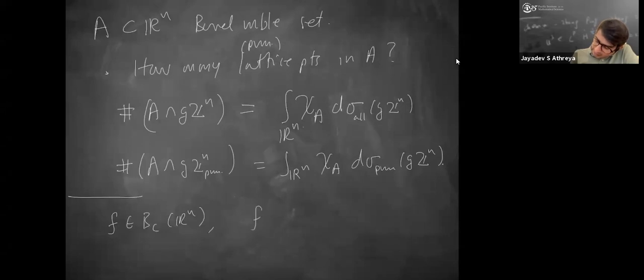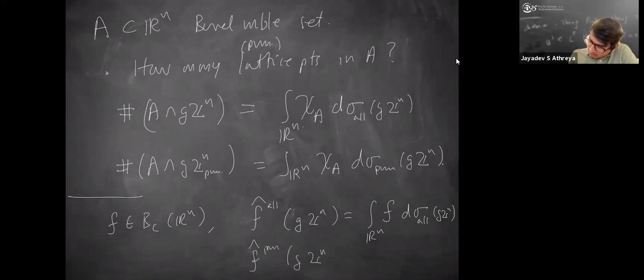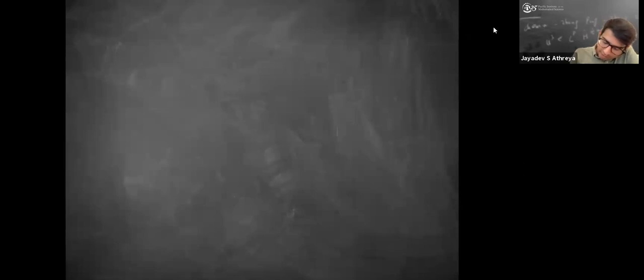I can define f hat all of gZ^n to be the integral over R^n of f d sigma all of gZ^n, and f hat prim of gZ^n to be the integral over R^n of f d sigma prim of gZ^n. Okay, so this is, again, just kind of abstract nonsense, but now we can ask, for instance, what's the expectation of this kind of random variable? I don't think necessarily Siegel would have thought of it in this way, but that's what Siegel was doing, or maybe even going back, the history of this probably goes back to Minkowski or even Hlawka, maybe. And you can say, right, so classical result.